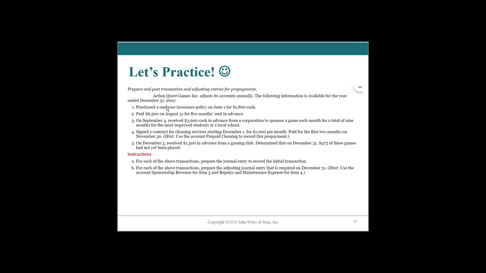So what I'm gonna be asking you to do is, here's a series of different types of contracts or items that a company has entered into for this December 31st, 2021 year. And so for each of these, I'd like you to record the journal entry to record the initial transaction and then prepare the adjusting entry required on December 31st. All right, give this video a pause and I'll see you in Excel when we come back.